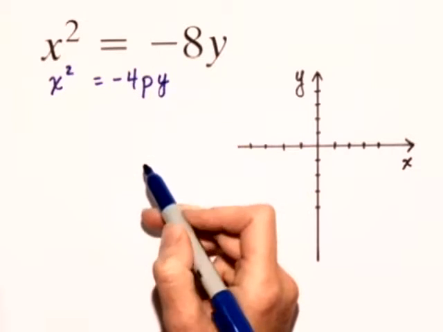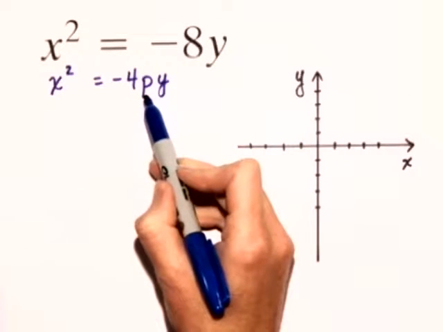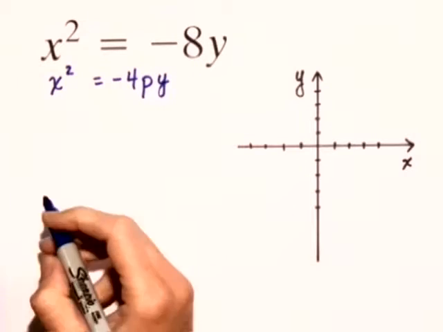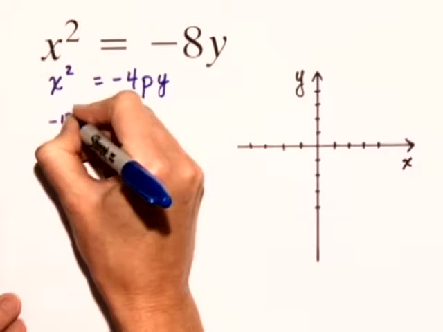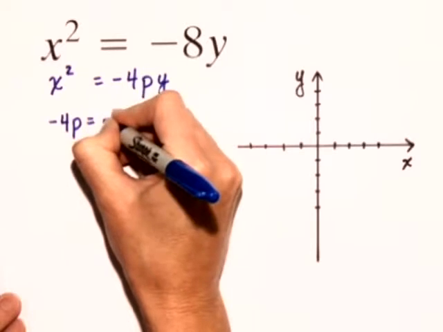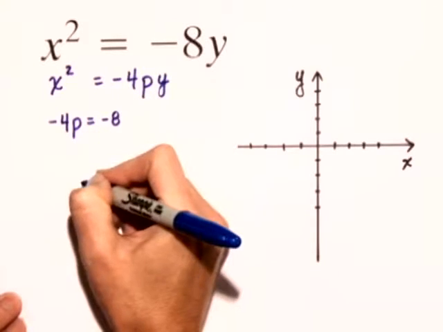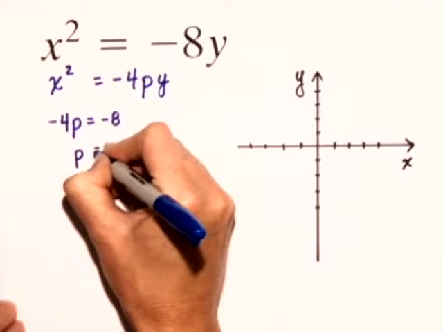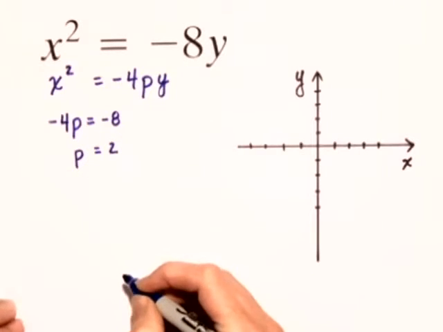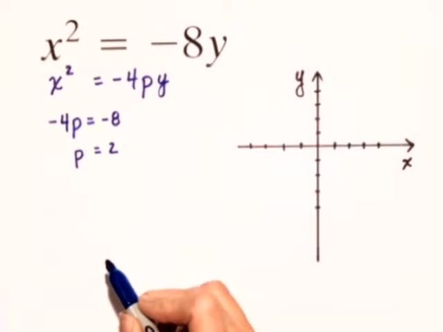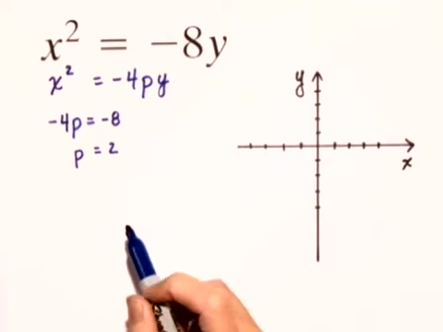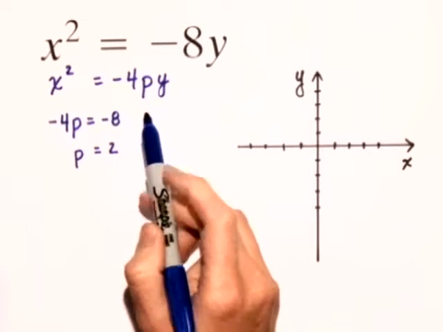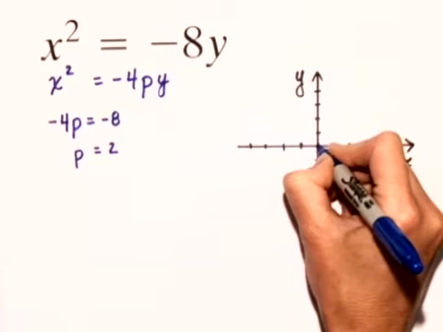So we can see that negative 4p is equal to negative 8. And we'll set the negative 4p equal to negative 8, and we get that p is equal to 2. Well, let's talk about what p means for a minute. P is the distance that the focus is from the vertex. Since this is in standard form, we have a vertex at 0, 0.